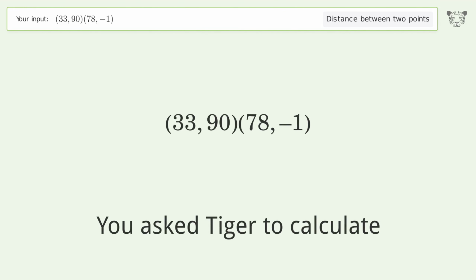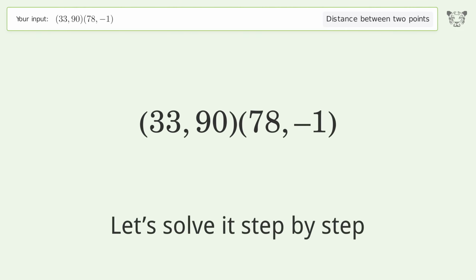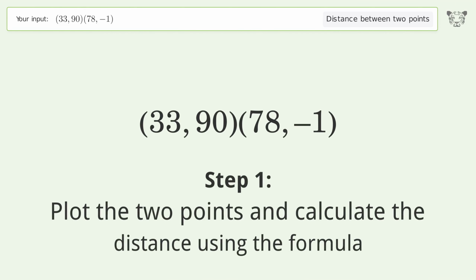You ask Tiger to calculate. This deals with the distance between 2 points. The distance between the 2 points is the square root of 10,306, or 101.518. Let's solve it step by step. Plot the 2 points and calculate the distance using the formula.